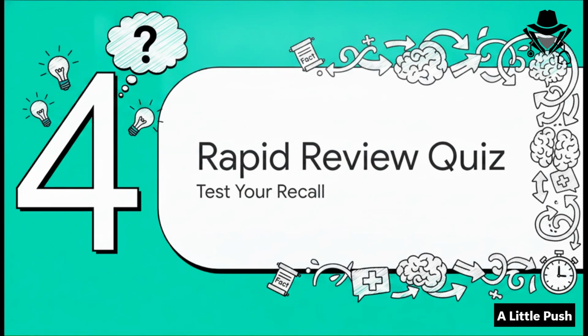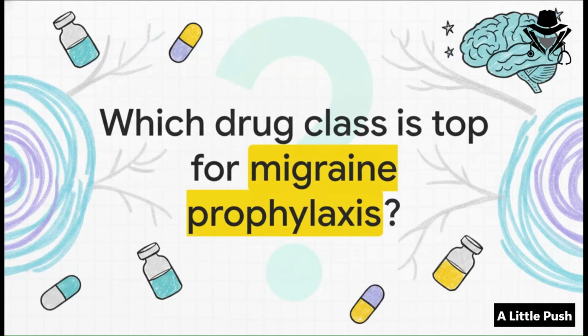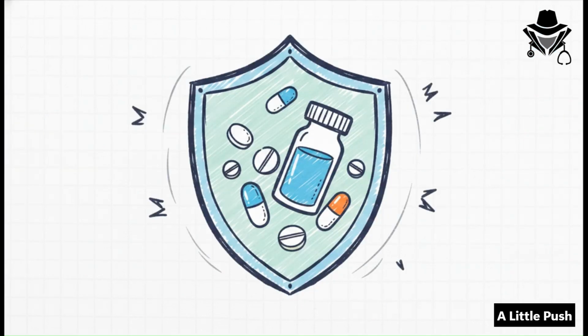Section 4. Rapid Review Quiz. All right, it's time to test your active recall. I'll ask a question, and I'm going to give you a few seconds to think it over before the big reveal. Here's question 1. Which drug class is a board favorite for migraine prophylaxis, often used when attacks occur frequently? Take a few seconds. 3, 2, 1. And the answer is beta blockers, specifically propranolol. Remember, you can also use amitriptyline or topiramate for preventative care too.